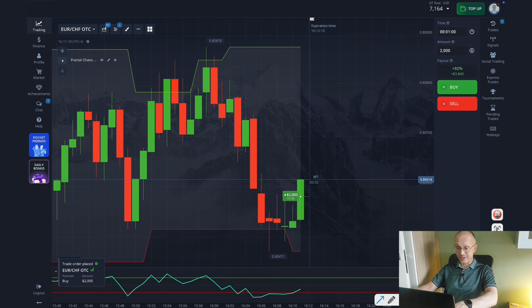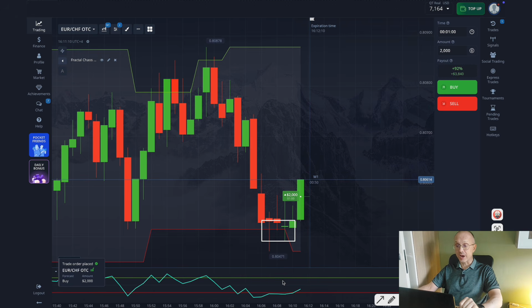Now, I'll explain in detail how this strategy works. Look, the first signal comes from the fractal chaos bands. When the candles touch the lower red border of the channel and start moving up, it signals the beginning of an upward movement. And this is the key turning point that confirms that the downtrend is over and the market is ready to change direction and grow.